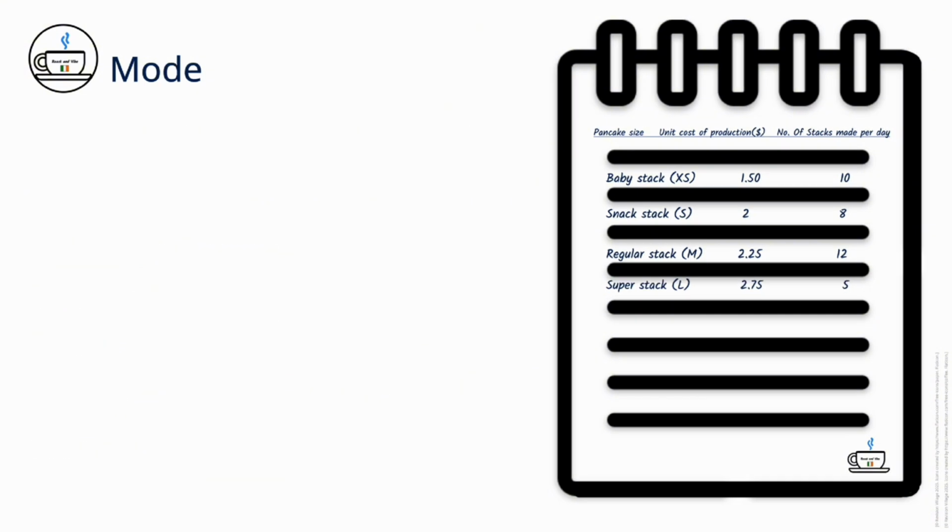This is determined by the cost that occurs most often in the full list of all pancakes made. For Roast and Vibe's pancake costs, we know that for the extra small pancake, 1 unit costs $1.50 and 10 are made per day. For the small pancake, it costs $2 and 8 are made per day. The medium pancake is $2.25 and there are 12. The large pancake is $2.75 and there are 5 made per day.